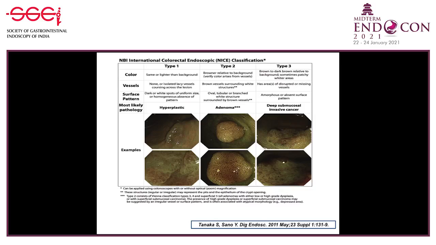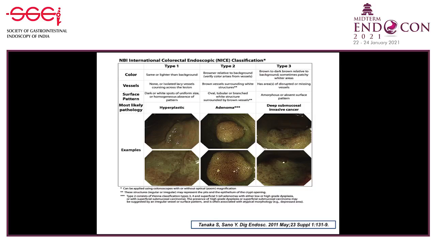Whereas in type 2, the color is browner relative to background. The vessels are prominent brown vessels surrounding the white structures. And the surface pattern is Kudo type 3 and 4, which is oval, tubular or branched. Okay. And in type 3, again, the color is browner relative to background. And the vessels, there are areas of disrupted or missing vessels. And in surface pattern, there is absent or amorphous surface pattern.